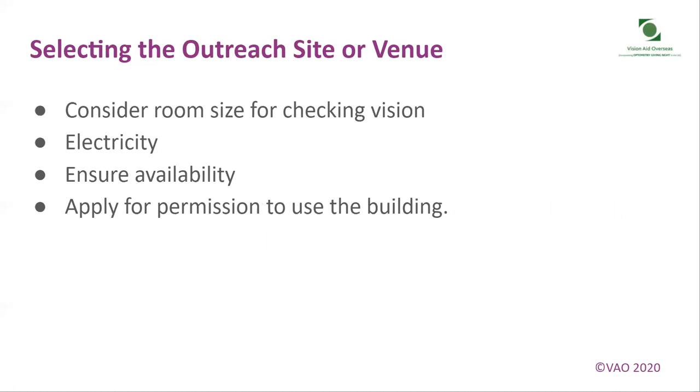Consider room size for checking vision. Electricity, mains or generator with plug points, is preferable for equipment and fans. Ensure no other functions will be taking place at the building on the planned day. And contact the necessary authorities well in advance to apply in the proper format for permission to use the building.